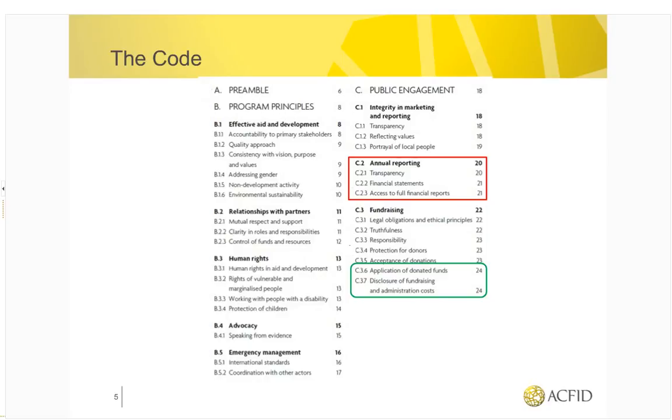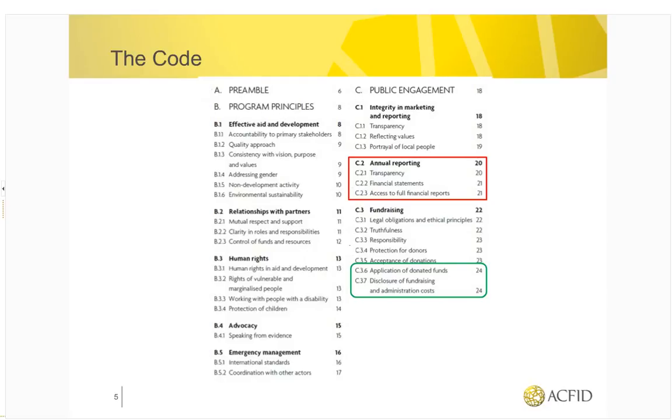C2.1 covers transparency, which sets out the requirements for the narrative part of the report, where you set out your aims and objectives, achievements, the more descriptive part of the report. And C2.2 is the financial statements, which actually get into your finances, income statements and balance sheets and that sort of thing, which we'll talk about a bit later.